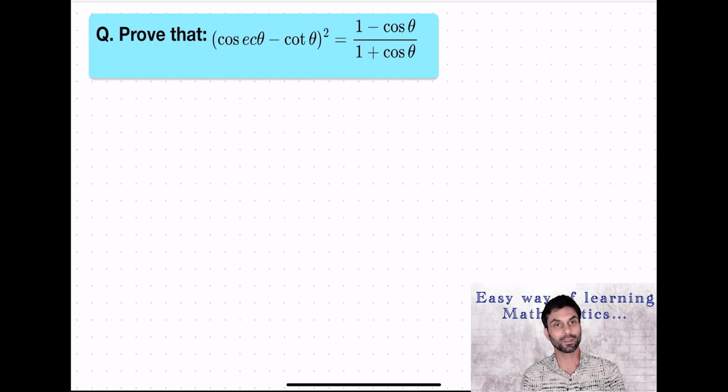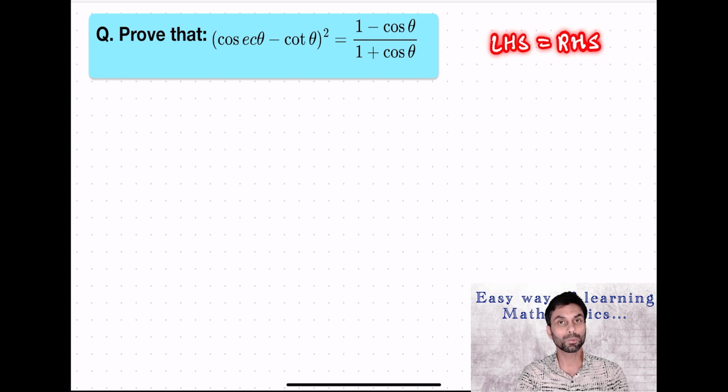So in the next question, we have to prove that (cosec theta minus cot theta) whole square equals 1 minus cos theta upon 1 plus cos theta. Whenever such type of question comes where we have to prove LHS equal to RHS, we will start with LHS and then prove it equals RHS. Suppose we are not able to prove LHS equal to RHS, then we have another way. We can prove it from RHS to LHS.